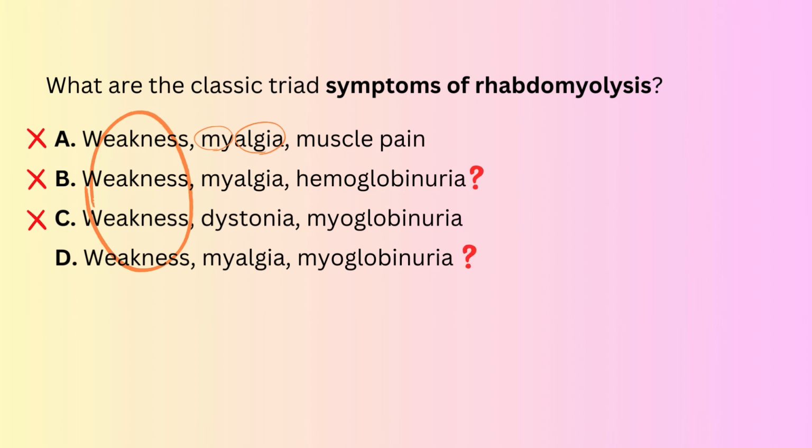Hemoglobinuria means presence of hemoglobin in the urine, and we know hemoglobin is part of the red blood cells and not muscle cells. So the correct answer is D, weakness, myalgia, and myoglobinuria, which is the presence of myoglobin in the urine. Myoglobin is also a hemiprotein, and it gives the urine a dark tea-colored appearance. Myoglobinuria is only seen in rhabdo.